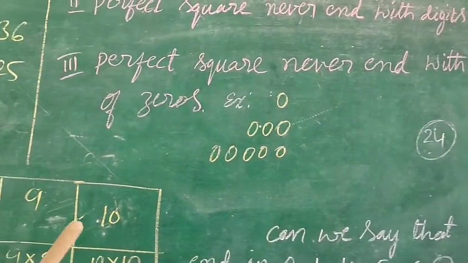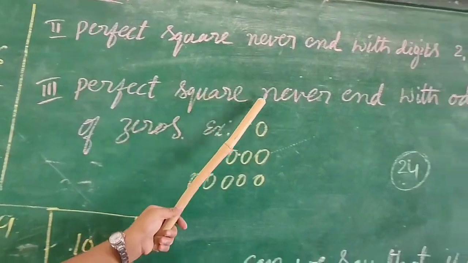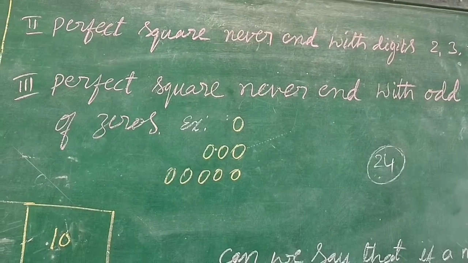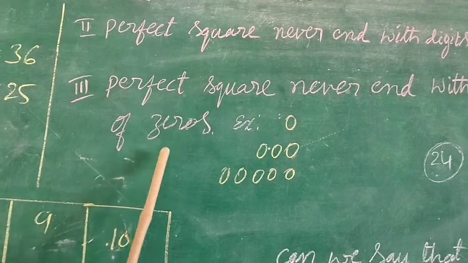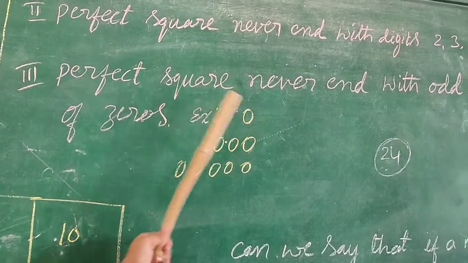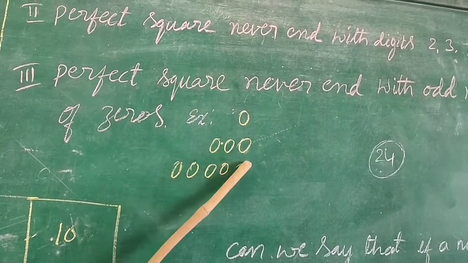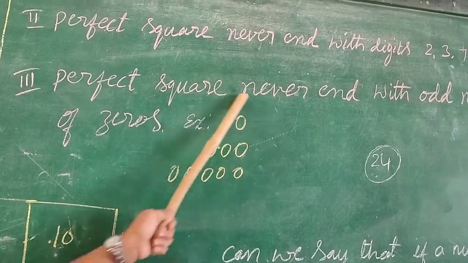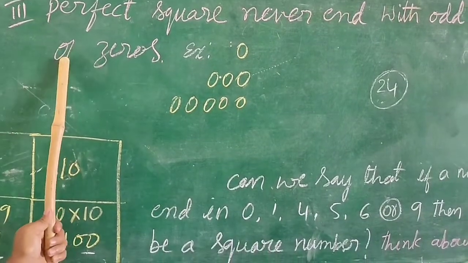So now going to the third property. A perfect square never ends with an odd number of zeros. You know what odd numbers mean: 1, 3, 5, 7, etc. So any perfect square number never ends with an odd number of 0s. For example, 1 zero, 3 zeros and 5 zeros. This type of zeros never comes in any perfect square number.